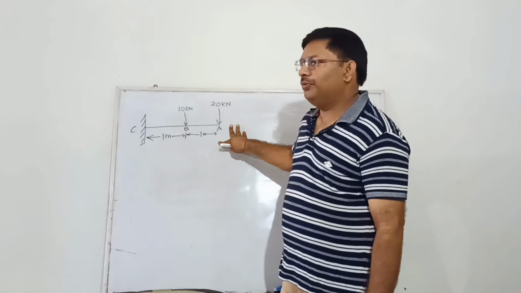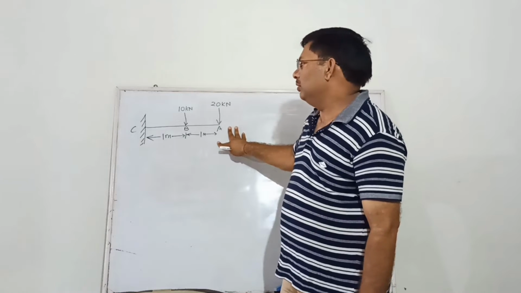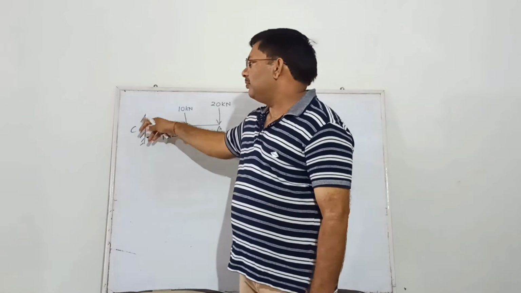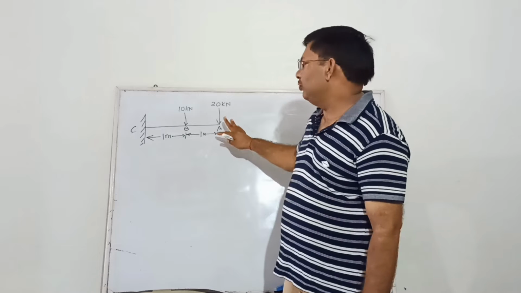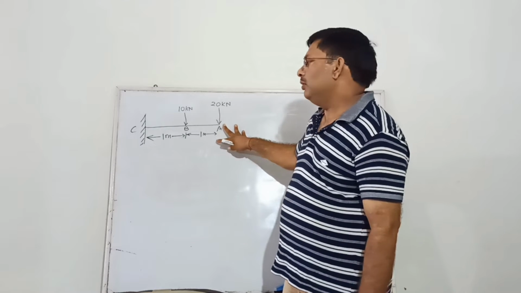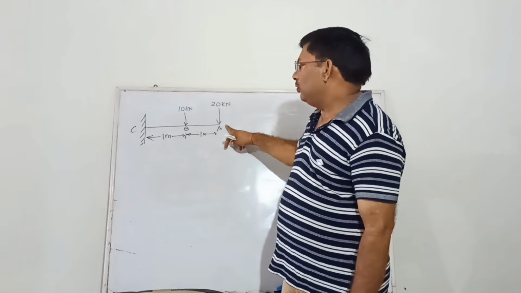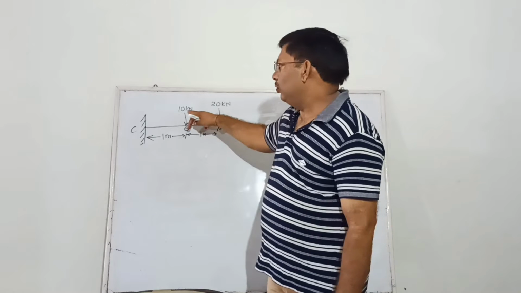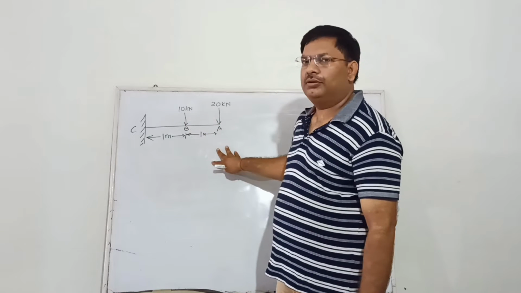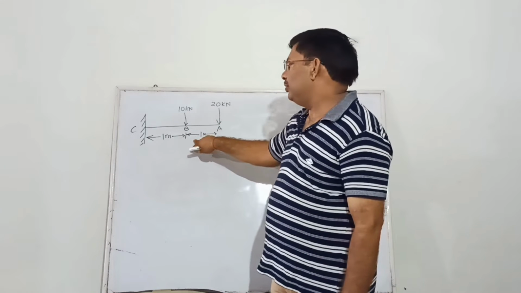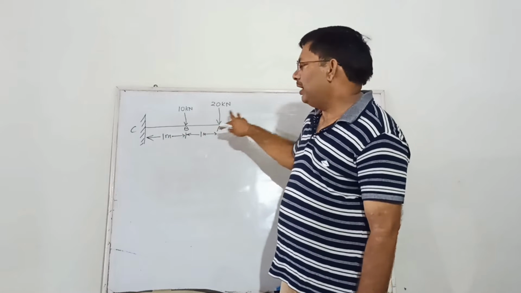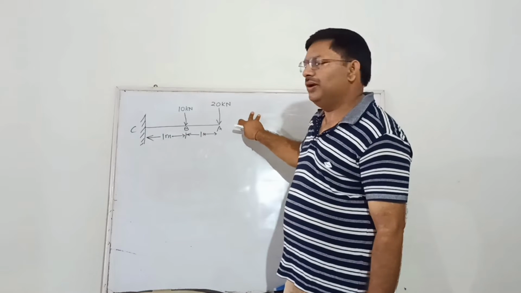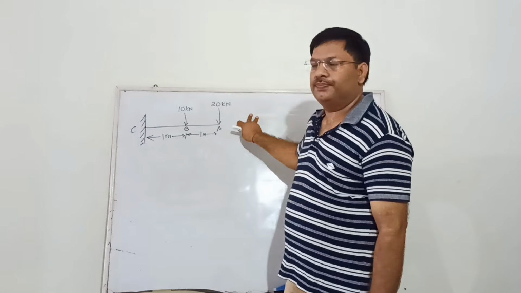So you can see I have drawn a figure on the board. We have this cantilever beam which is fixed at one end and free at the other end. There is no support at this end. A load of 20 kilonewton is acting at point A and a load of 10 kilonewton is acting at point B. The distance from A to B is 1 meter and from B to C is 1 meter. Now we have to determine the value of reactions in this case.